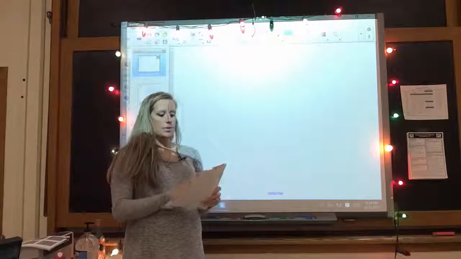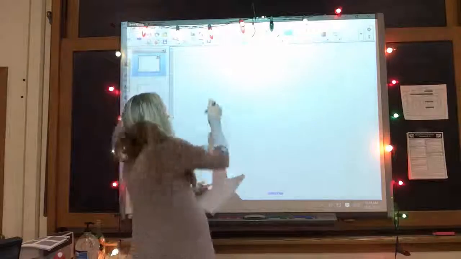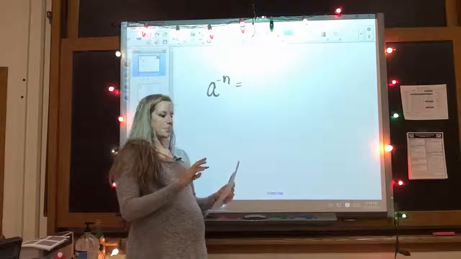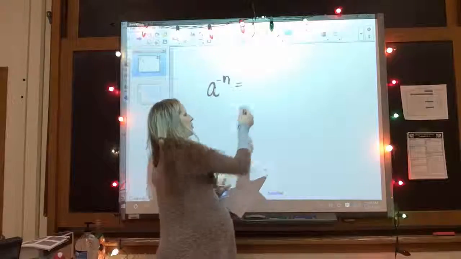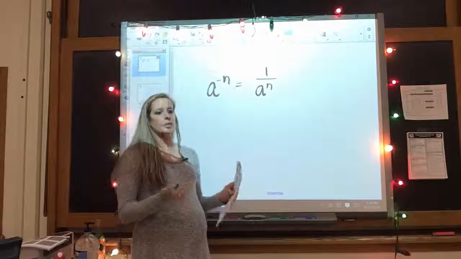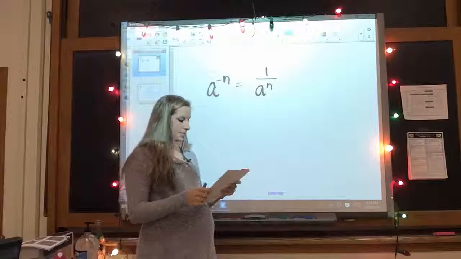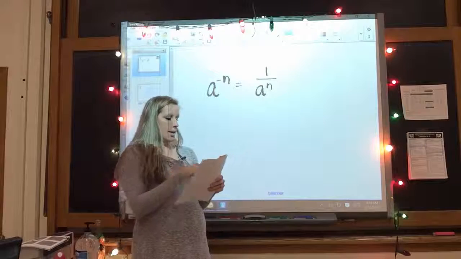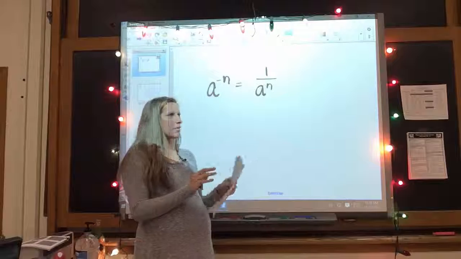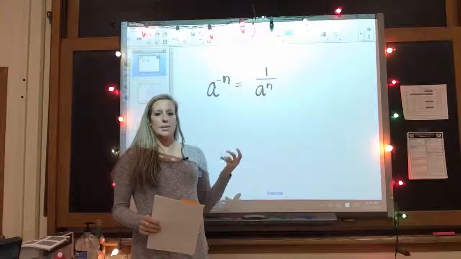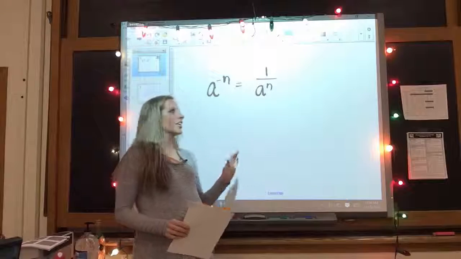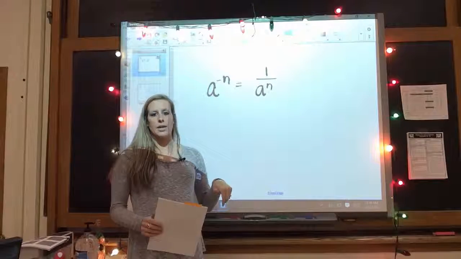Okay, so the very first part is negative exponents. Whenever you have a negative exponent, what happens is it flips. It does the reciprocal. So if it's on the top, it'll flip to the bottom. If it's on the bottom, it'll flip to the top. And that does not indicate that you're going to have a negative number. Everybody thinks that. If I have a negative exponent, it's going to give me a negative number. And that is not it at all. It just means that it's flipped.